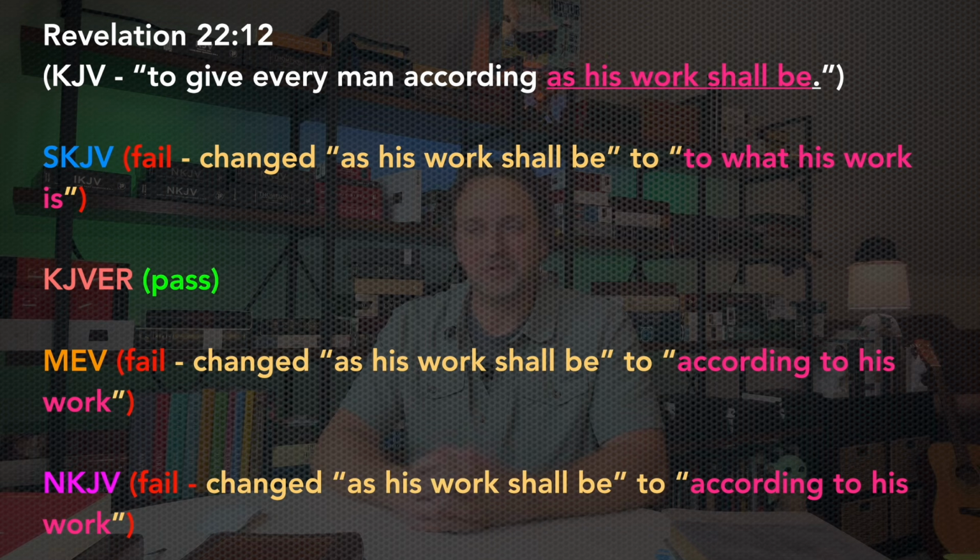Revelation chapter 22, verse 12. KJV: To give every man according as his work shall be. So the SKJV, or the KJVER, was the only pass. The SKJV put according to what his work is. So present tense. MEV is present tense. New King James is present tense, according to his work. The KJV makes it sound like it's future tense. To give every man according to his work, or as his work shall be.